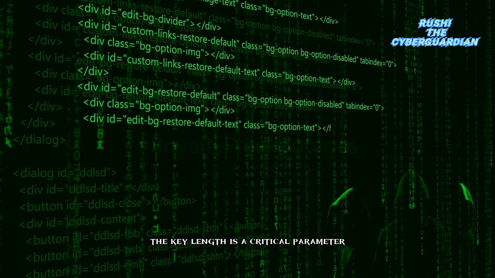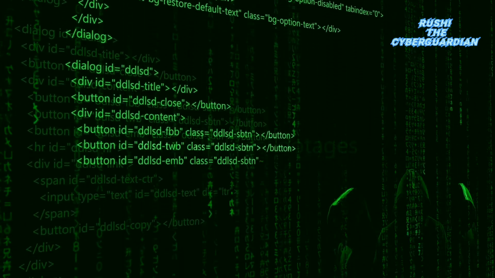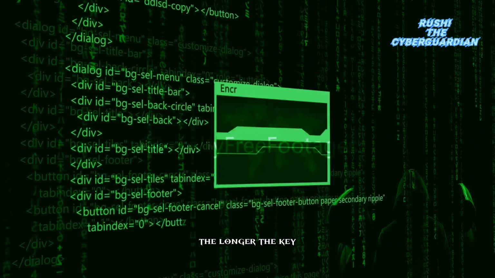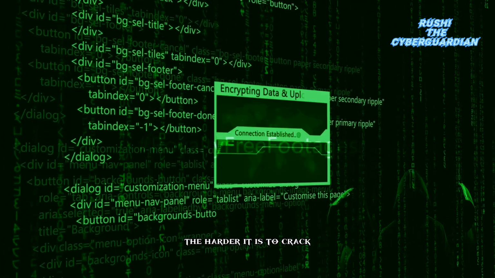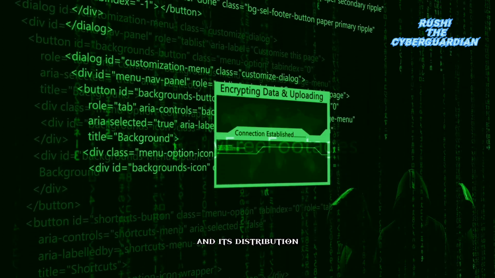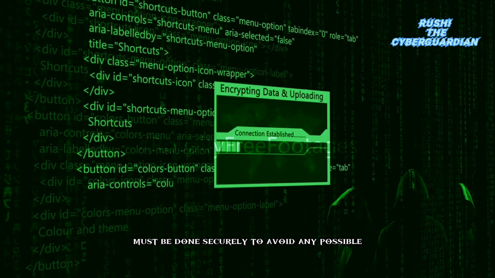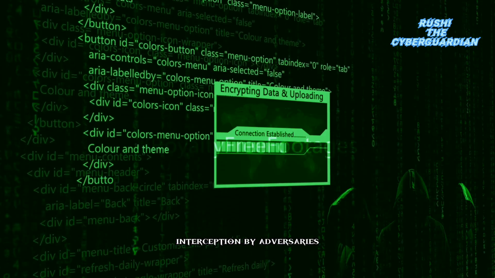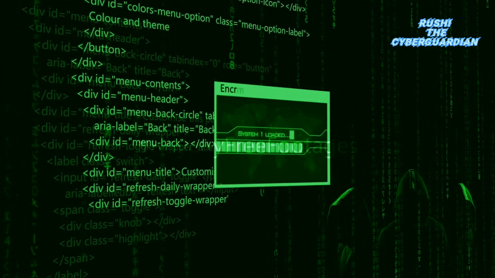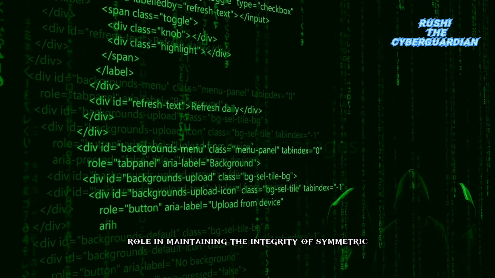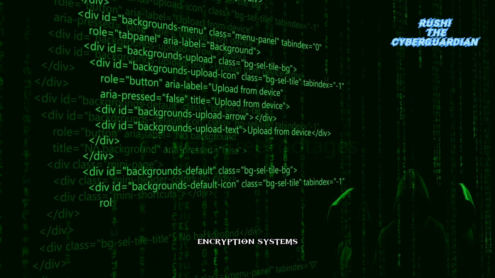Now, let's touch upon the crucial aspects of symmetric encryption, namely key length, key generation, and key distribution. The key length is a critical parameter as it directly ties with the strength of encryption. The longer the key, the harder it is to crack. Key generation and its distribution, on the other hand, must be done securely to avoid any possible interception by adversaries. Unquestionably, these aspects play a vital role in maintaining the integrity of symmetric encryption systems.